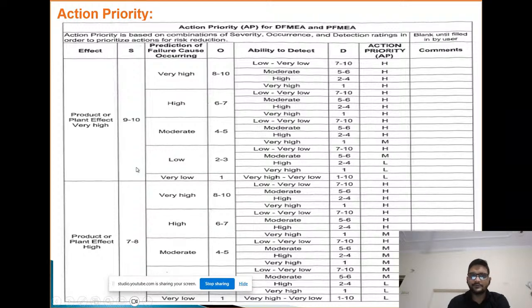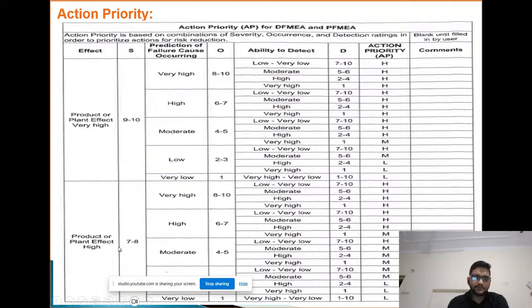In case of severity 9 to 10 and occurrence 2 to 3, detection 7 to 10 is high, 5 to 6 is medium, and 2 to 4 is low. In case of detection 1, that is also low. And in case severity is 9 to 10 and occurrence is 1 and detection is 1 to 10, that gives an action rating of low.